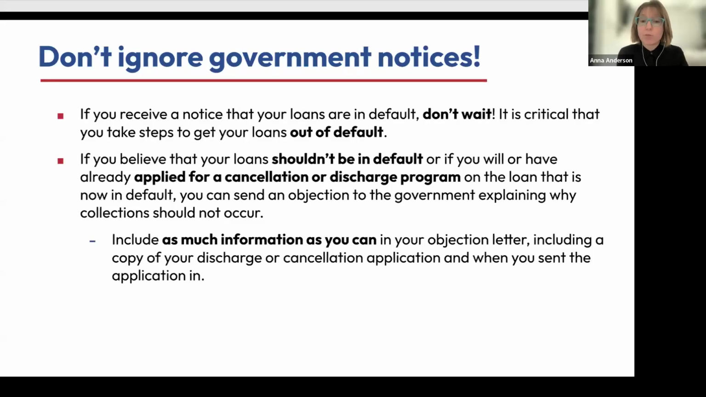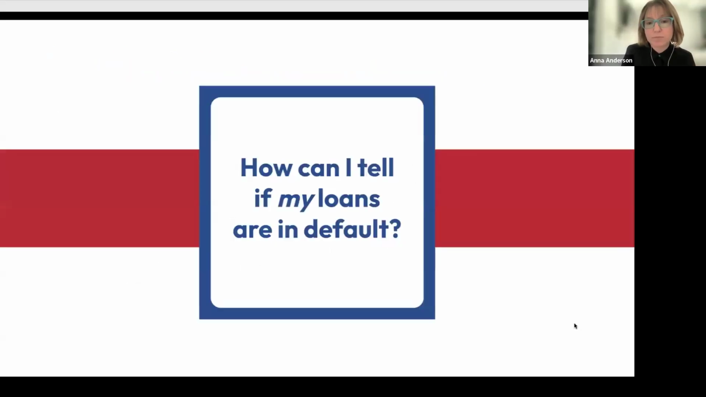Additionally, if you've applied for a cancellation or discharge program, like the total and permanent disability discharge, and you get a notice that your loans are in default, you absolutely want to object to that and explain to the department why collections should not occur and why this all should be paused. If you are objecting, make sure to include as much information as you can in the letter, including a copy of an application if you've applied for a discharge program, so that the government knows that you are waiting for a decision on that and you shouldn't be subject to collections.